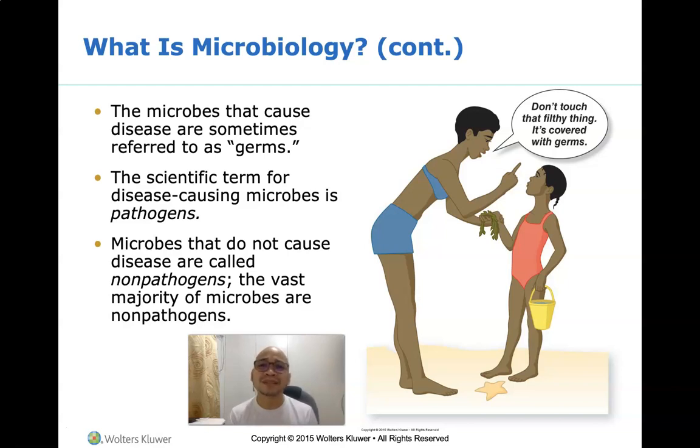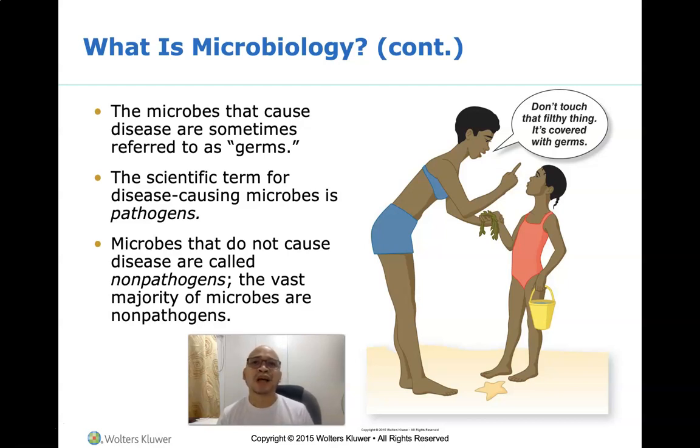So the microbes that we should be very cautious with are called germs. Microbes that can cause diseases are sometimes referred to as germs. The scientific term for disease-causing microbes is pathogens. So when you say pathogens, these are microorganisms that are capable of causing diseases. Microbes that do not cause diseases are called non-pathogens. So they are not harmful. In fact, the majority of them are beneficial.